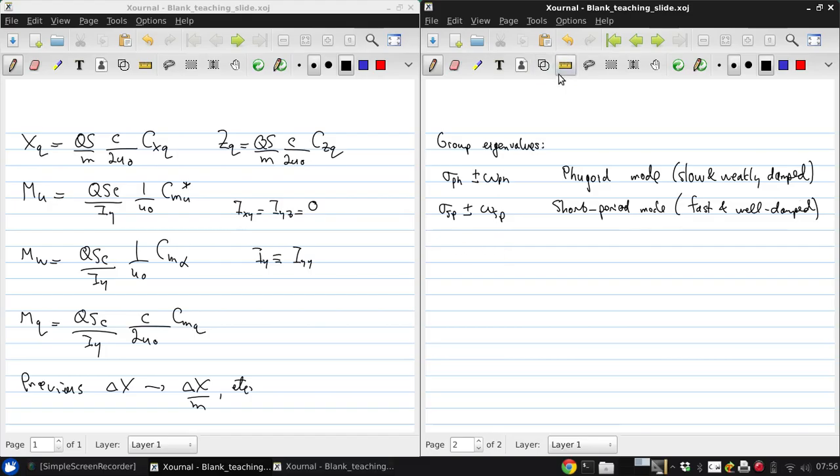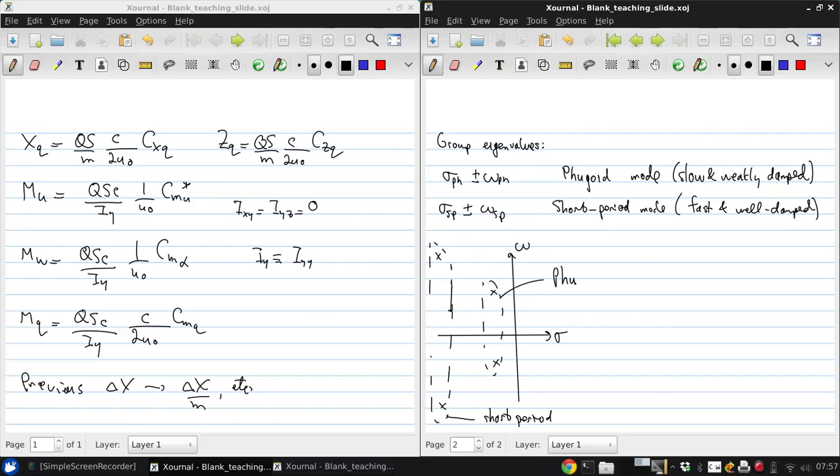So if we draw a complex plane, there's sigma, the real axis, and omega, the imaginary axis, then we'll have a pair of modes around here, and another pair of modes perhaps out here, where these ones represent the short period, and these ones represent the phugoid. So this is just a sort of illustrative representative plot. But it shows that the two modes typically have good spectral separation, so the frequencies are reasonably far apart. The result of this is that we can estimate the eigenvalues by considering each pair in isolation.